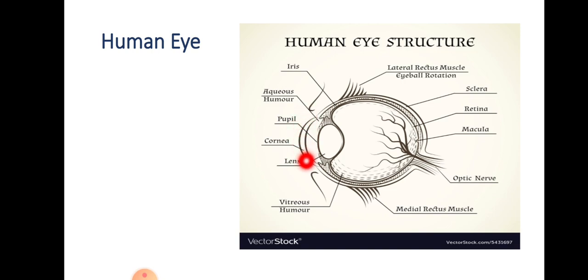Next, behind the cornea, we find the dark muscular structure. This is known as the iris. In the iris, there is a small opening called the pupil. This is the cornea, this is the iris, and this is the pupil. The size of the pupil is controlled by the iris.